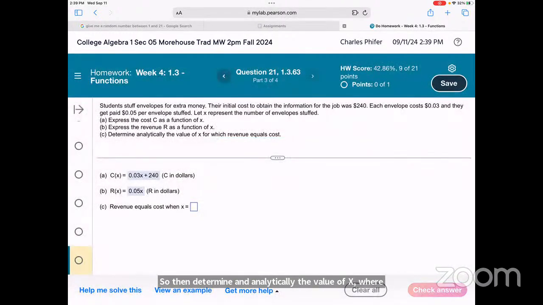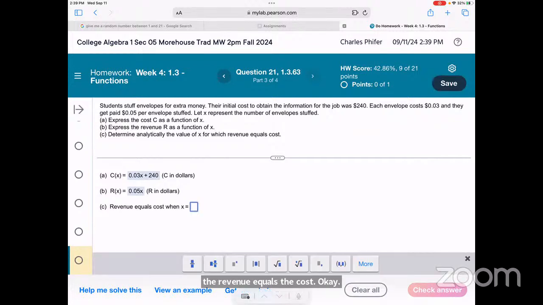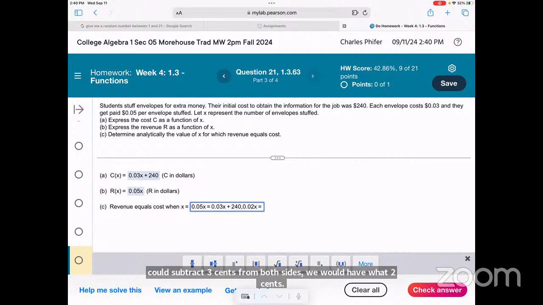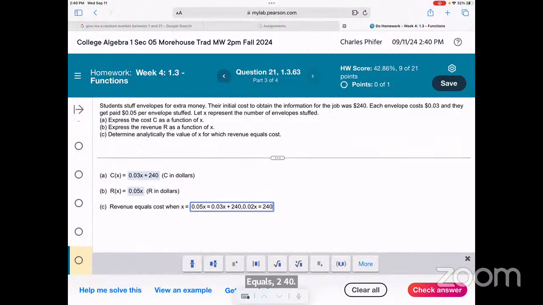I'm gonna take some notes here. We can set the first equation equal to the second equation. 3 cents X plus 240 equals 5 cents X. If we solve for X from here, we could subtract 3 cents X from both sides. We would have 2 cents X equals 240. I'm just taking my notes here, being a little bit lazy. That's 2 over 100, which is 1 over 50. So add on 2 zeros, 24,000. Then 12,000. So X equals 12,000.